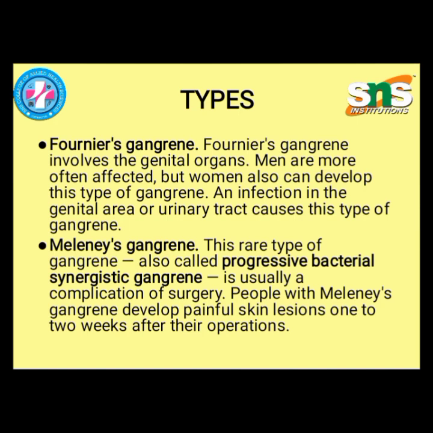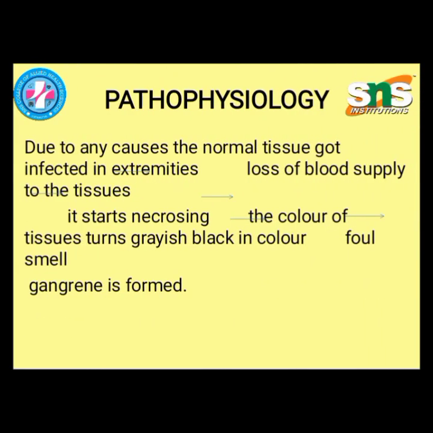Fournier's gangrene involves the genital organs. Men are more commonly affected when compared to women. An infection in the genital area or urinary tract causes this type of gangrene. Meleney's gangrene is a rare type of gangrene, also called progressive bacterial synergistic gangrene. It is usually a complication of surgery. People with Meleney's gangrene develop painful skin lesions 1 or 2 weeks after their operation.